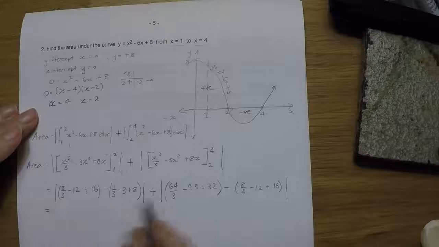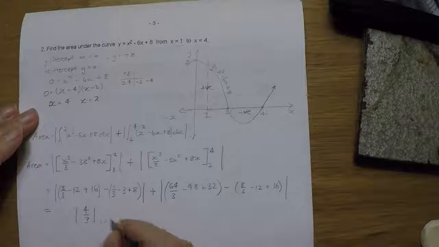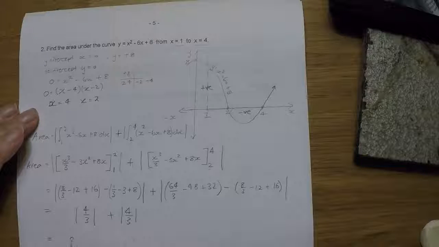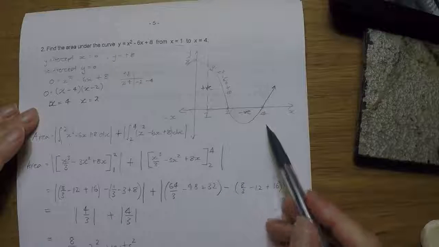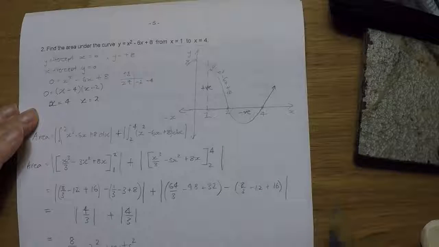Alright, we'll pop this all into our calculator and we come up with 4/3 plus 4/3, which gives me a total answer of 8/3. That's 2 and 2 thirds units squared. So it's important that you sketch the graph, because you won't otherwise know whether there are positive and negative areas.